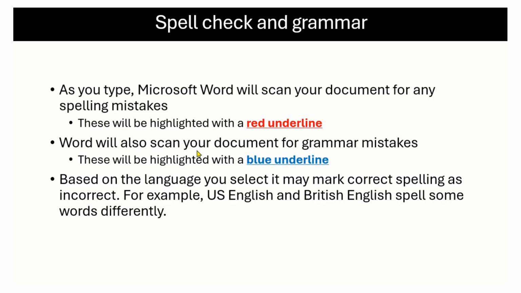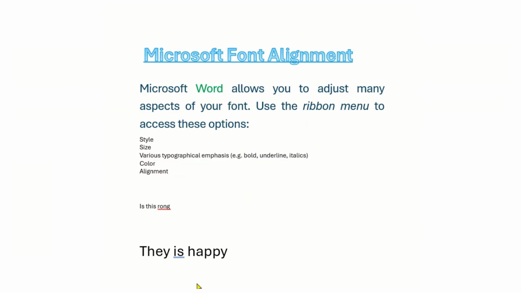Word will also scan your document for grammar mistakes. These will be highlighted with a blue underline. Let us see the example. Now look at this sentence. Here you can see this particular word is underlined with a blue line. What should be the correct answer? The correct answer is that we should have the word are here. They are happy, but instead we wrote they is happy. And since this is a grammatical mistake, Microsoft Word highlighted it with the blue line.